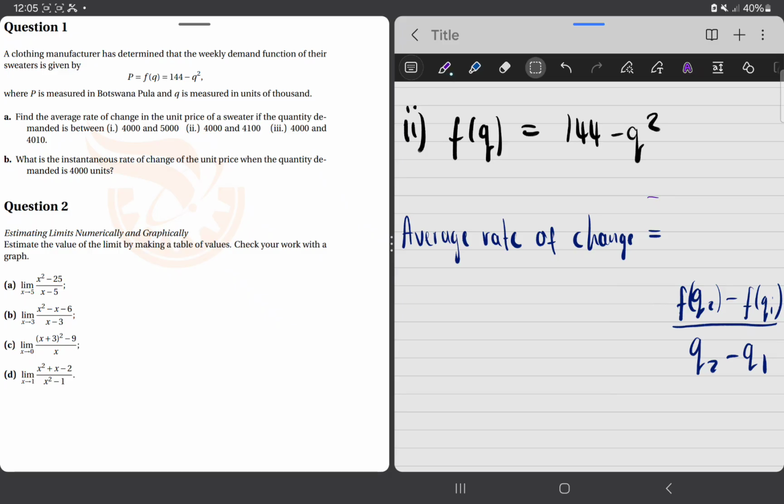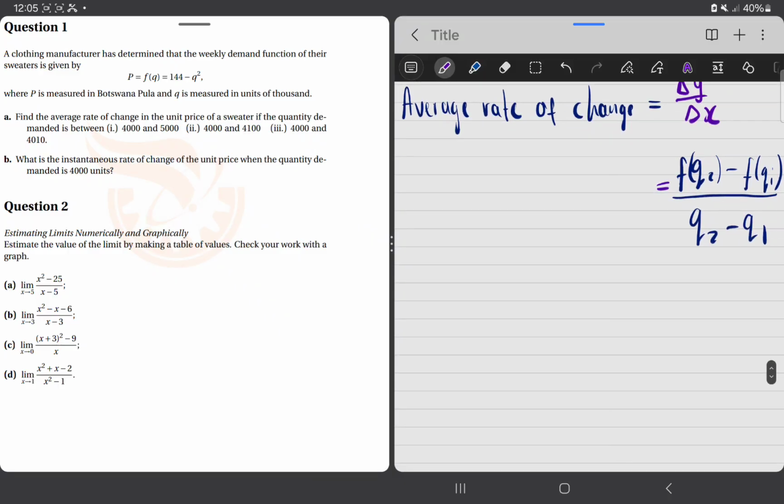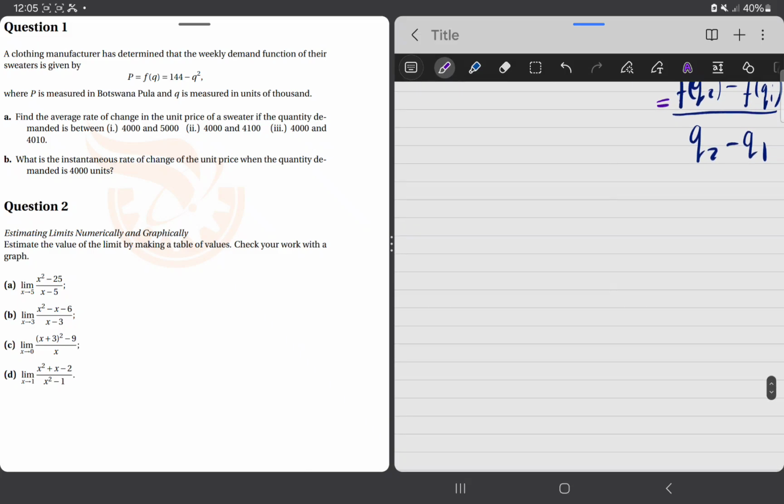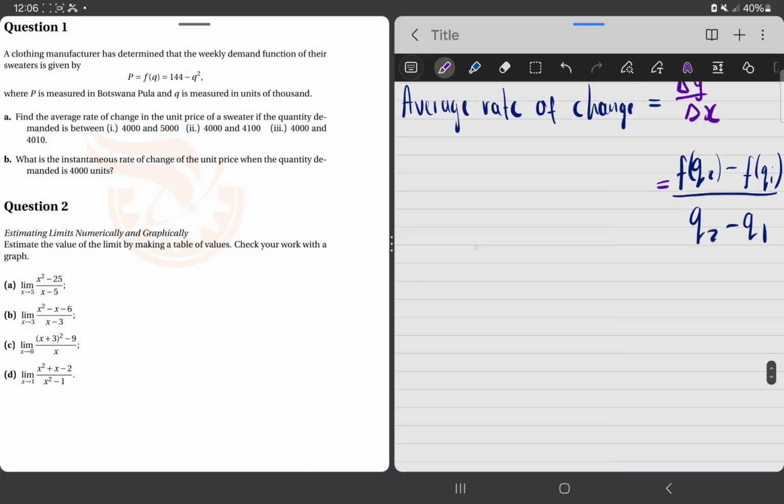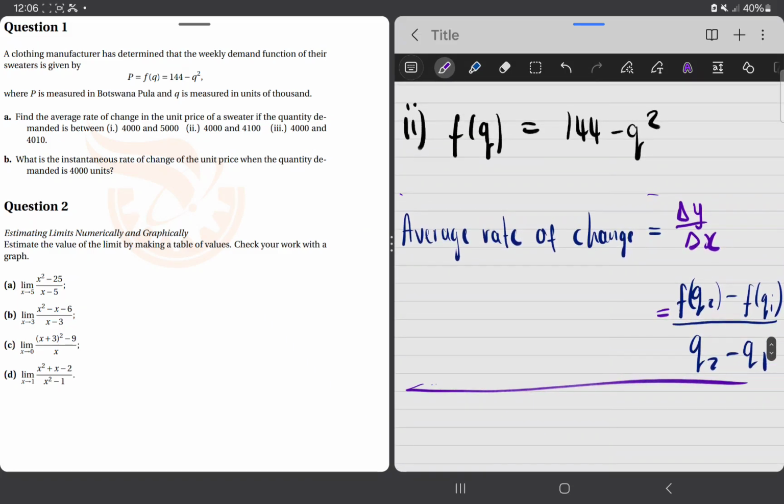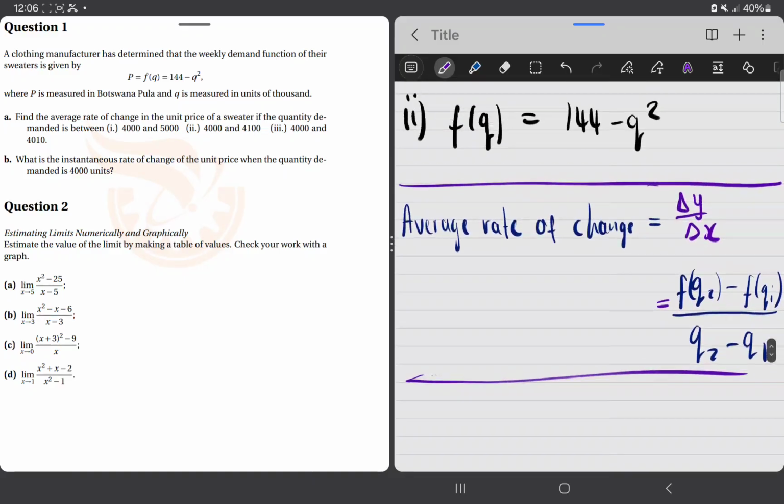So here we have it like this, and here we have it like change in y over change in x. You may not want to write it twice to say average rate of change, but you know that this is where it's going. Whenever they say find the average rate of change, look at part A, they said find the average rate of change. So the moment they say that, you have to use this formula.